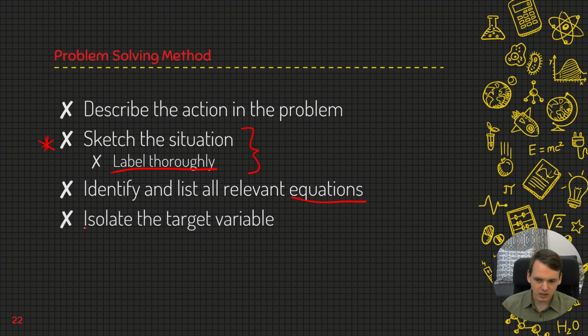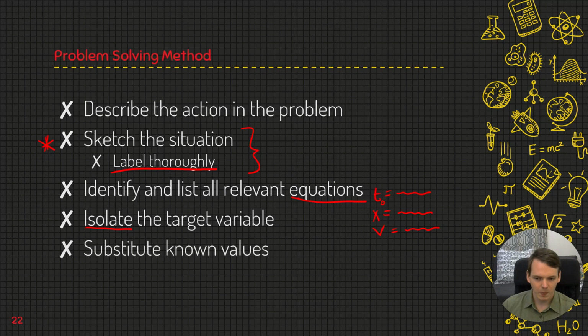Next, isolate the target variable. In other words, solve for the variable. Don't plug anything in yet, but you should have something like x equals something, or v equals something, or t equals whatever, or t naught equals whatever. There should be nothing plugged in yet as far as numbers. It should be just working with the equations, just algebraic manipulation, with your variable isolated by itself.